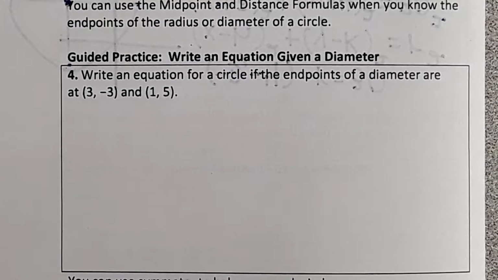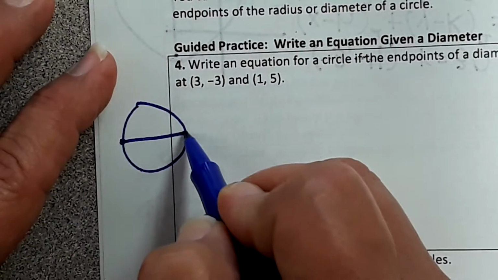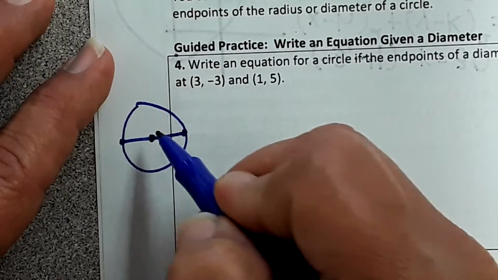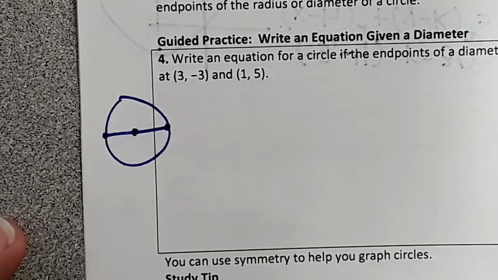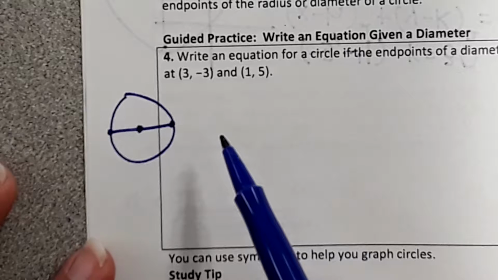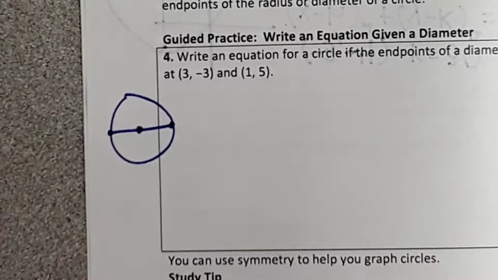The midpoint of these two endpoints would give you the center because it's a diameter, right? If it's a diameter of a circle, you know two endpoints, well, what's smack dab in the middle of the two endpoints? The center, which we're going to call the midpoint. And then if you find the distance and you divide it in half, what does that give you? The radius. So anytime they give you two endpoints of the diameter, in your head you think, oh, I'm going to have to find the midpoint and the distance.